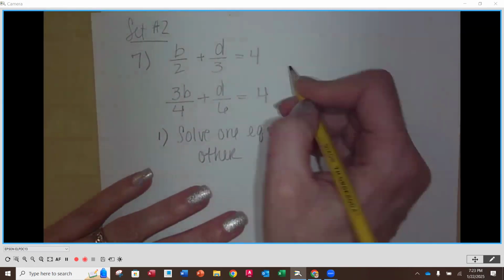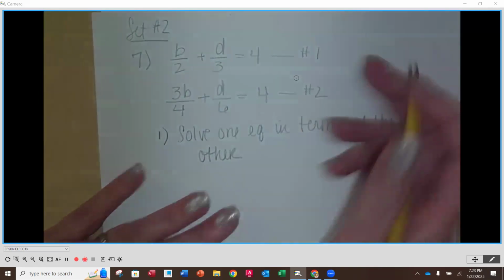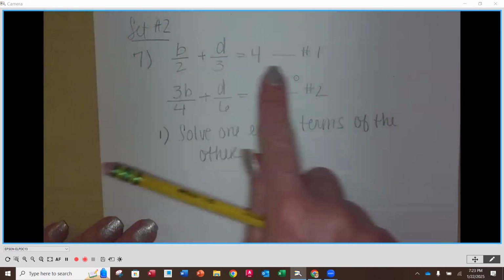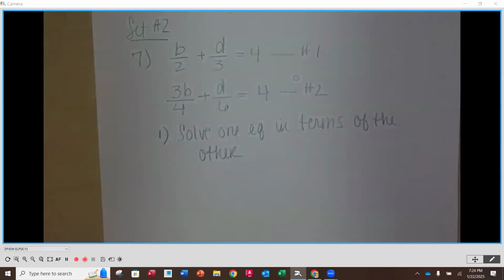So I'm going to identify this top equation as number 1, and the bottom equation as number 2. And again, 2 equations with the same 2 unknowns, b and d. Sometimes there's one equation that makes sense to solve for one variable in terms of the other, but in this case, it really doesn't matter. So I'm going to use equation number 1. And because b is the first variable on the left-hand side there, I'm going to solve for b in terms of d.